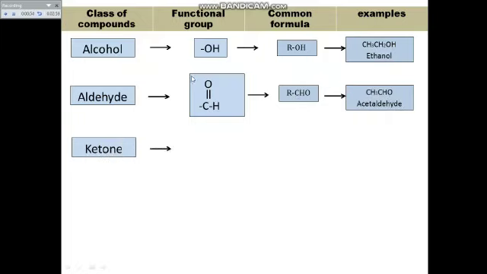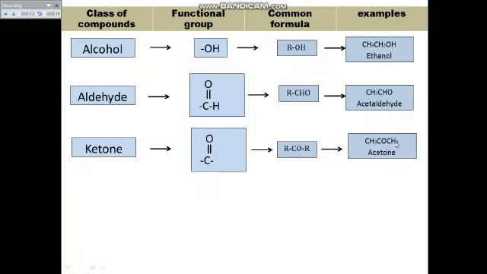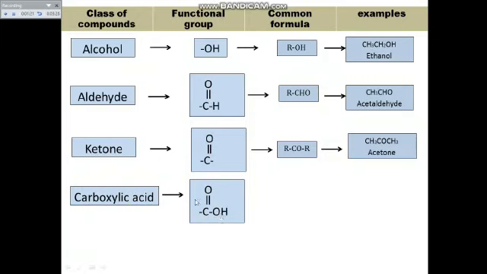The same, ketone. The ketone functional group is C double bond O. The general formula is RCOR. This oxygen is bonded with carbon, that is C double bond O, with one alkyl group on each side, that is RCOR. Example, CH3COCH3, acetone. And the next, carboxylic acid. The functional group is COOH, C double bond O, OH. The common formula is RCOOH. Example, CH3COOH. This is called acetic acid.